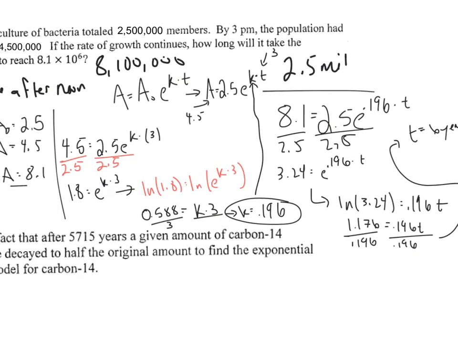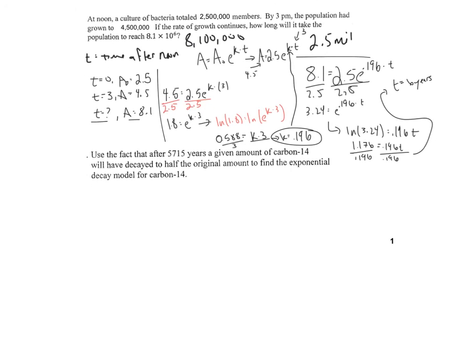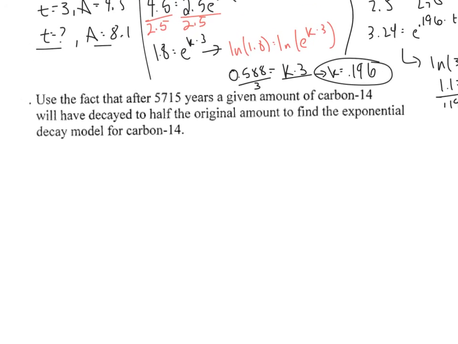The next problem is exactly the same idea. It's going to be the exact same problem, except now we're going to look for the k. Okay, and this one just actually wants us to find the model. It doesn't have that additional question, so we're really just looking for that k value. All right, so we're going to use this fact, 5,714 years for half of the original amount to be left. This is what we call a half-life.